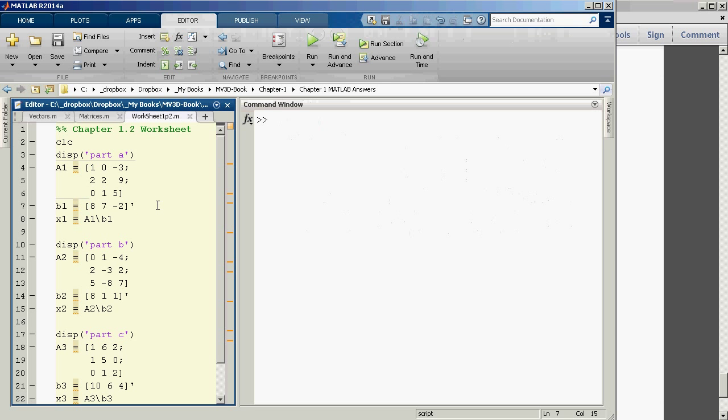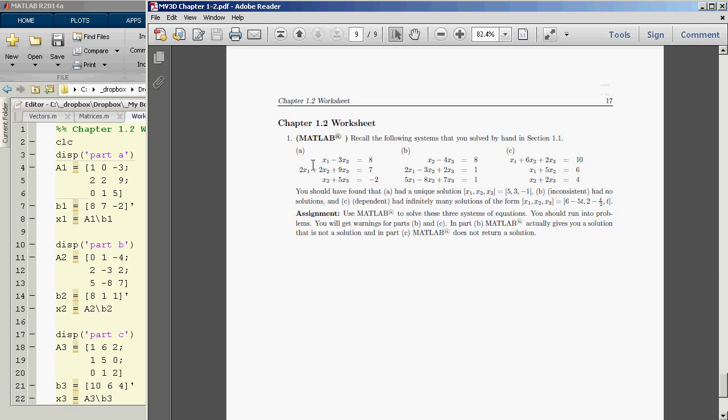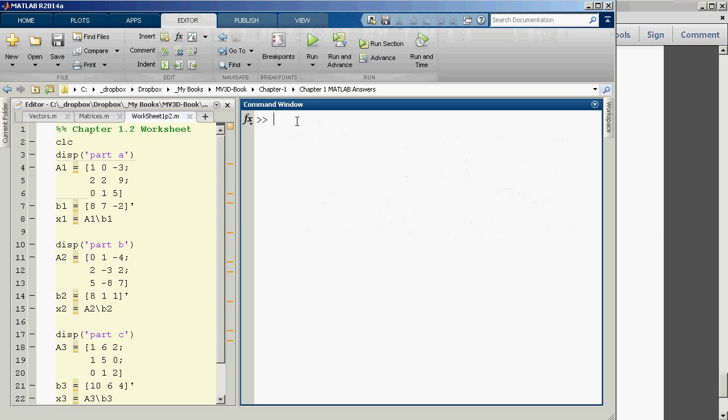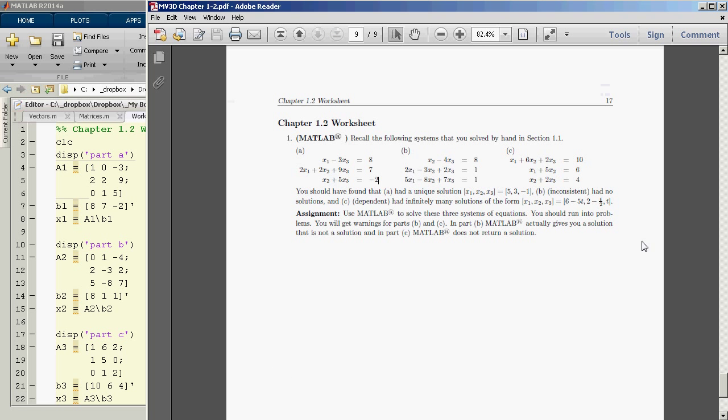In order to get the solution to this system, if it has one, all I have to do is type A1 / B1. I've already run this, so all of these matrices are in there. A1 looks like that, B1 looks like that. If I do A1 / B1, there's my answer, 5, 3, negative 1, just like we got by hand in Chapter 1.1.